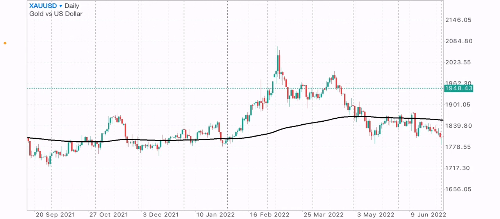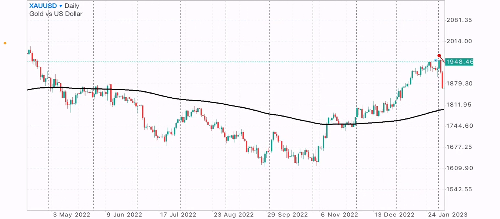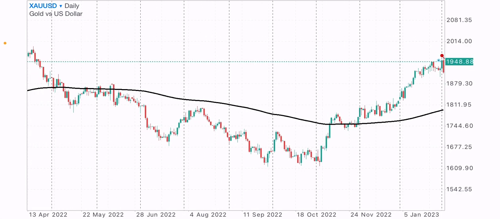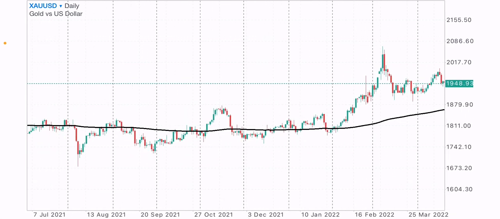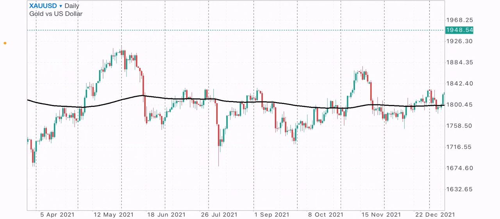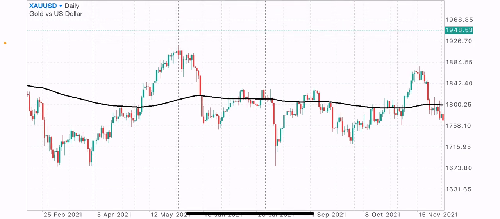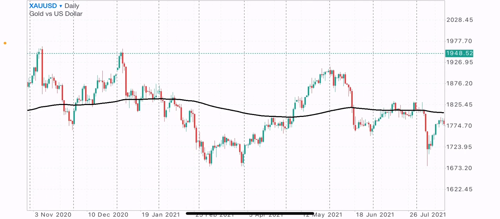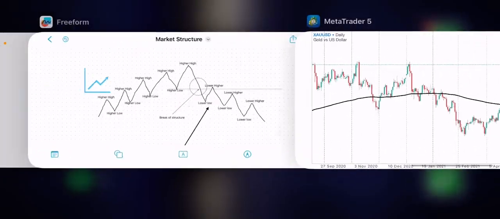Analysis. Okay, so today I'll be teaching you about market structure. I just want to show you how market structure really is, and then we get back to the charts just after we have a clear understanding of what market structure is. So today we'll be using US gold against USD. Let's go to the place where I had marked what market structure really is.